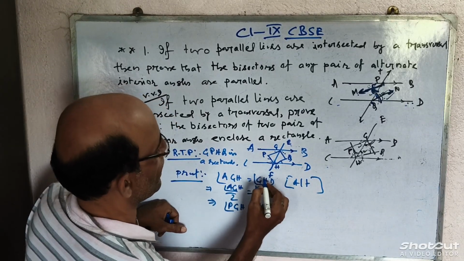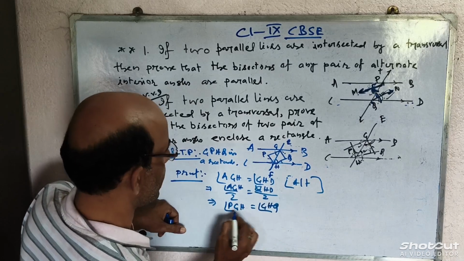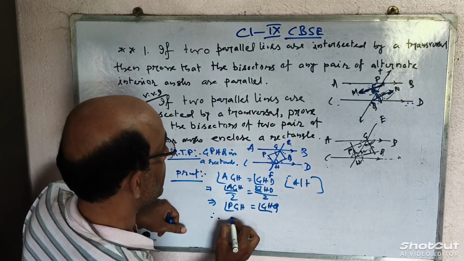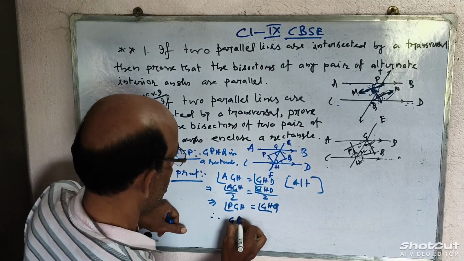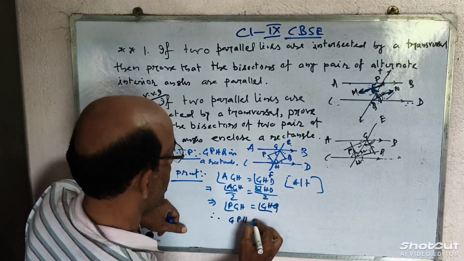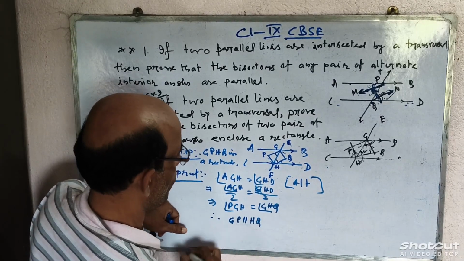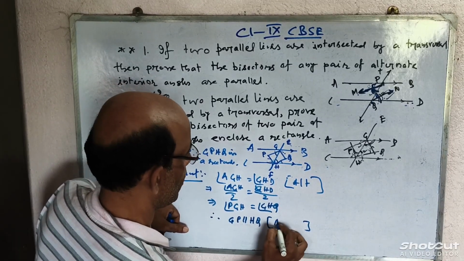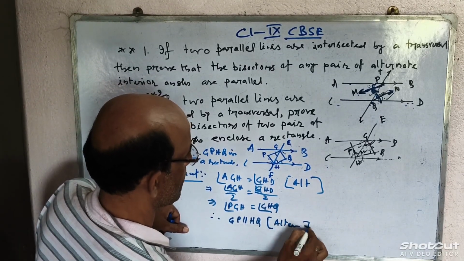But they are alternate angles. This equal to this alternate angle. Therefore GP parallel to HQ because alternate angles are equal.